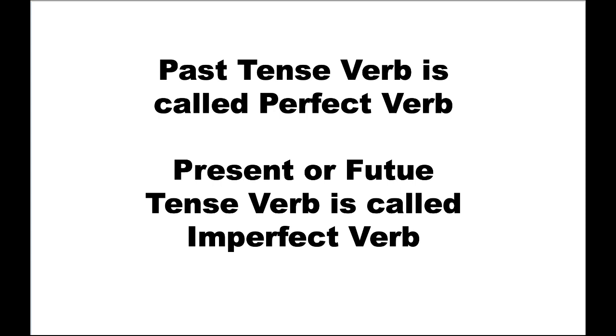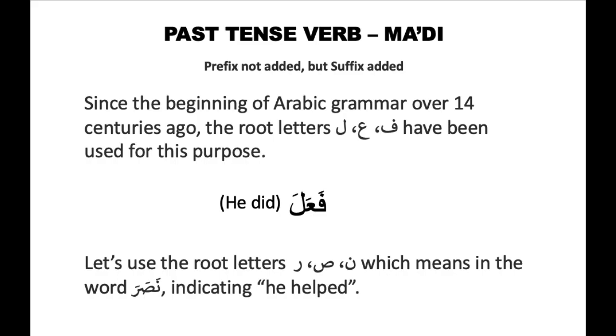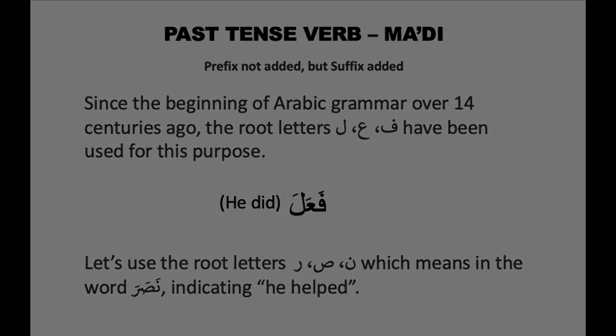Our topic is past tense verb or fi'l madi. Please note, past tense verb is called perfect verb. Present or future tense is called imperfect verb. Since the beginning of Arabic grammar over 14 centuries ago, the root letters fa, ain, lam, these 3 root letters have been used for this purpose.